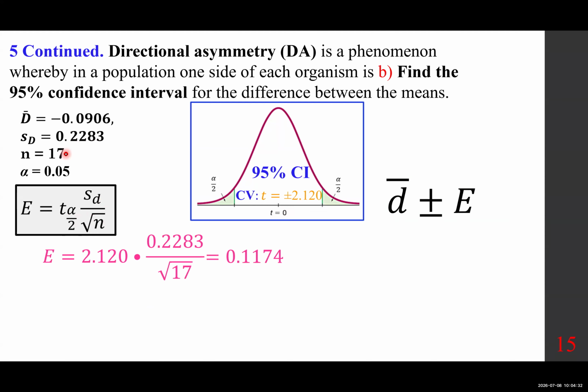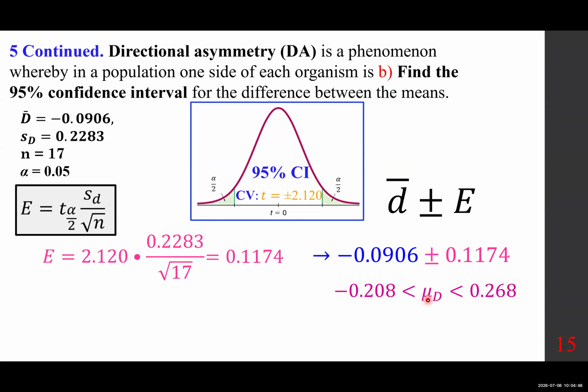So you are going to write D bar, which is negative 0.0906 plus or minus this number. So this is one way to report it, or subtract from it, add from it, and say mu of these is between the two. So either you report it this way or this way. Which way? The way they ask you.